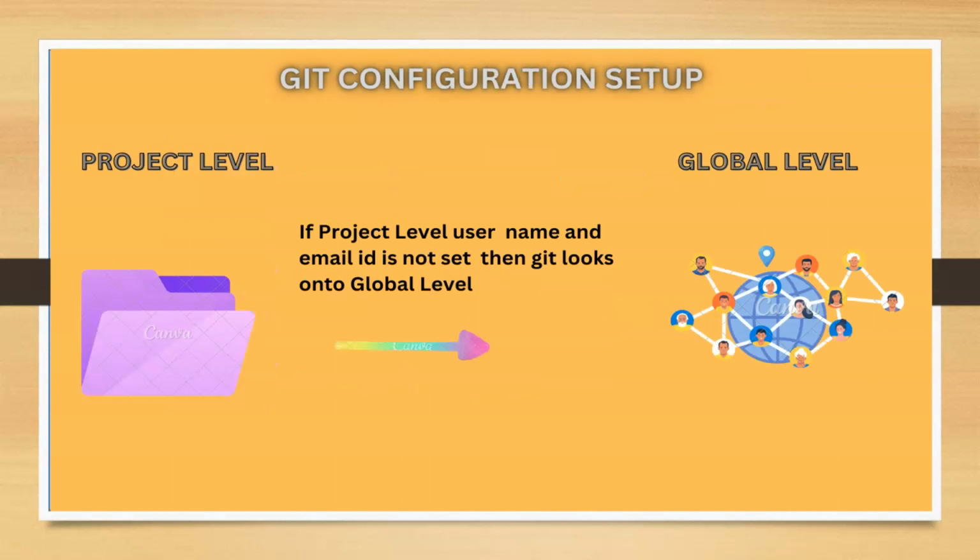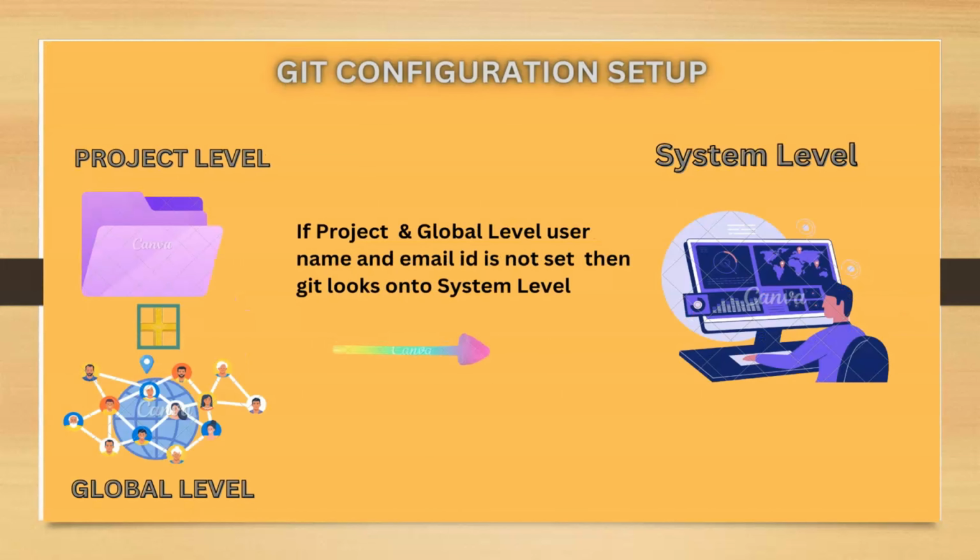Next is the global level. Global level can also be said as user account level. If the username and email are not set at the project level, Git checks at the user account or global level. If set, these credentials are used for all the projects under that specific user. The third and the final level is the system level, which is the highest level in the hierarchy and applies to all the users on the system. If the credentials are not found at the project and user account level, Git checks at the system level.